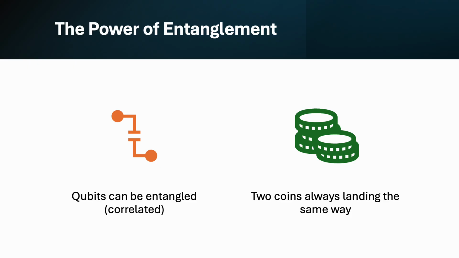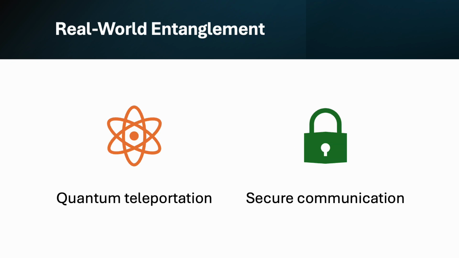Scientists use entanglement to create quantum algorithms that can crack codes, search huge databases, and simulate how molecules behave in ways that would take regular computers thousands of years to figure out. Real-world applications of entanglement are quantum teleportation and secure communication.